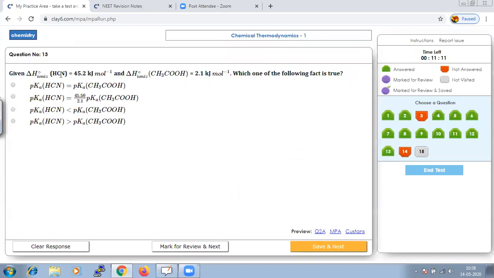Given delta H ionization of HCN, ionization of CH3Cl, which one of the following facts is true, we need to find out.